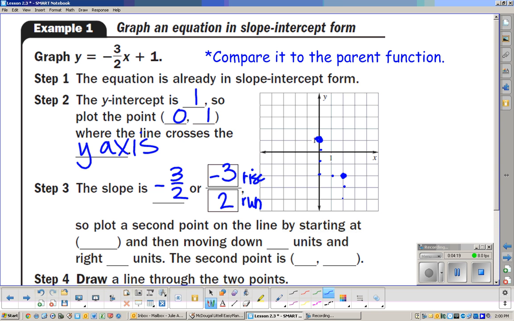So we can go 1, 2, 3, 1, 2. And if you want to get more up in the other quadrant, you can count in reverse. 1, 2, 3, 1, 2 is where we'd have to go to get a point in that line.